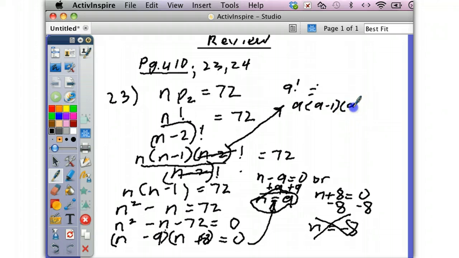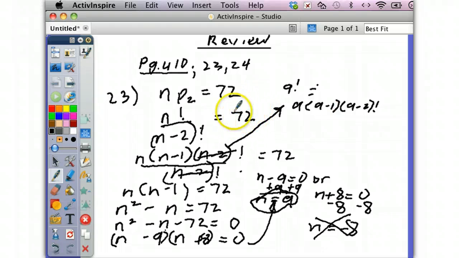Times 9 minus 2, which is 7, and so on. So that's the idea here. n is just any number. So it's always going to be minus 1, minus 2. Kind of like a countdown: 9, 8, 7, 6, 5.